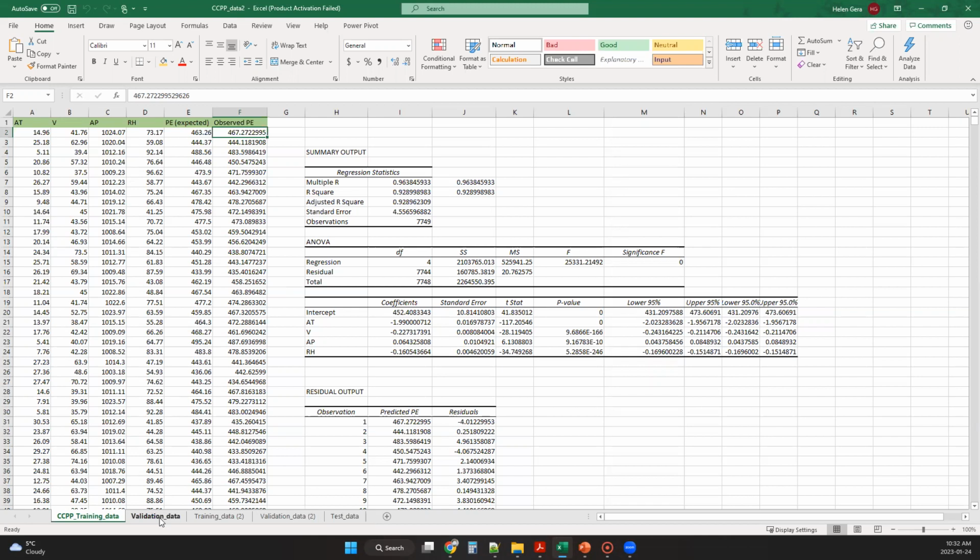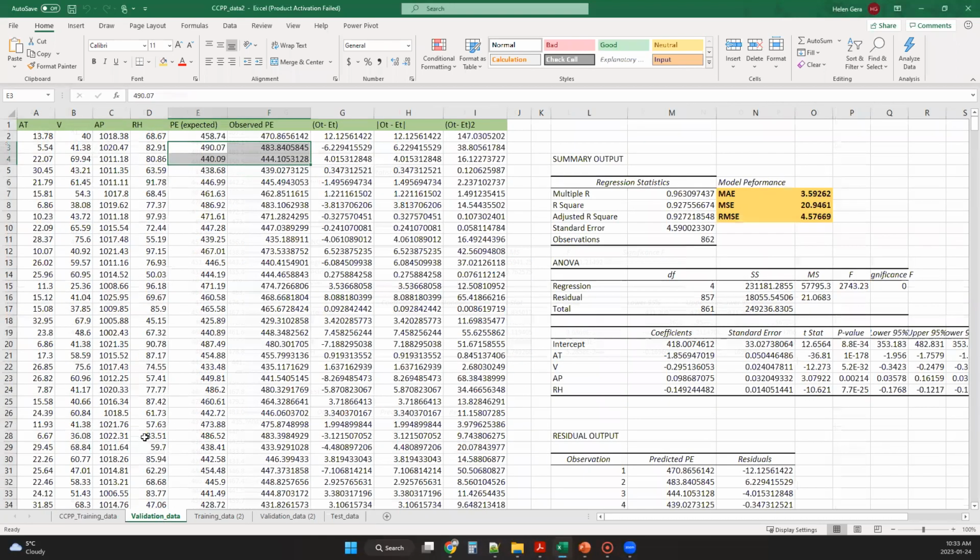So let's take a look at the validation results of the first model. As you can see, I'm using four features, and the performance metrics which I have used are: MAE 3.5, MSE 20.94, and RMSE is 4.57.